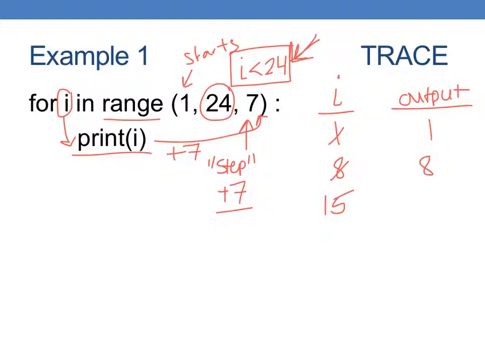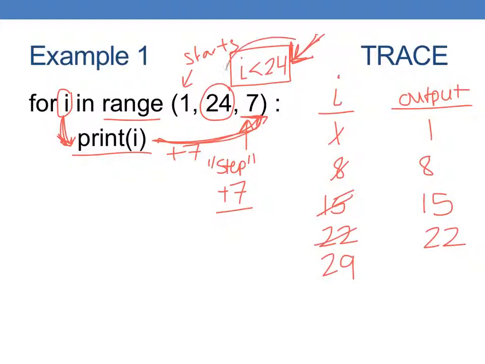15 is still less than 24, so we're going to print it to the screen, add 7 to it as we loop back up, so that's going to become 22. 22 is still less than 24, so we go through the loop again. Here we're going to print 22 to the screen, and then we're going to add that 7 again, which this time around this condition is false, and as a result we would pop out of the loop and move on our way.